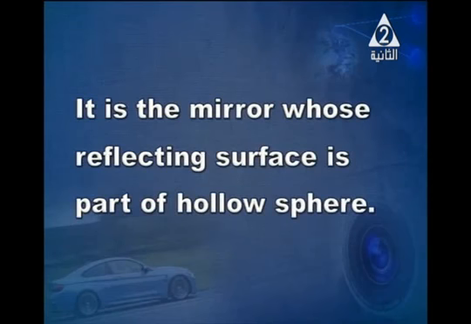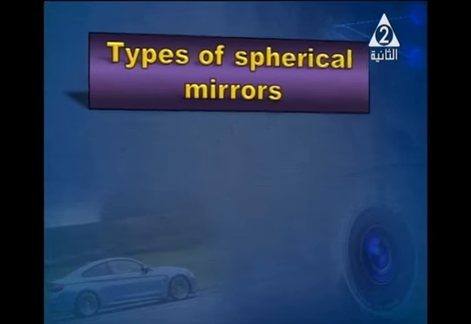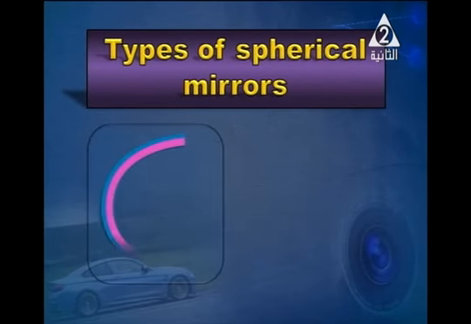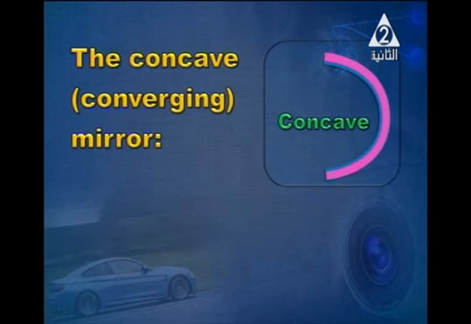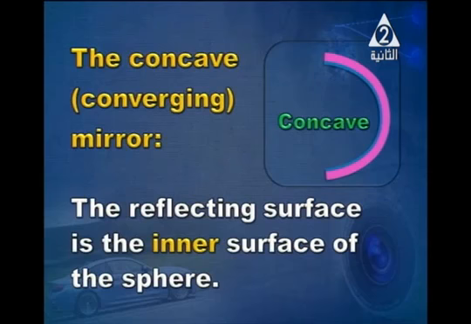Spherical mirrors. A spherical mirror is a mirror whose reflecting surface is part of a hollow sphere. Types of spherical mirrors: convex mirror, concave mirror. The concave mirror is called the converging mirror because the reflecting surface is the inner surface of the sphere, which is colored by the blue color. This is the reflecting surface of a concave mirror.